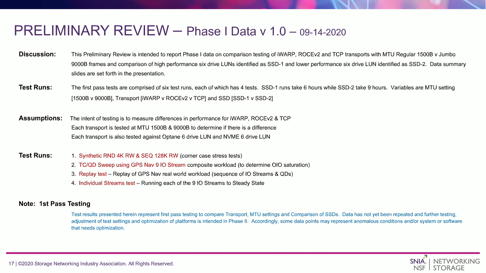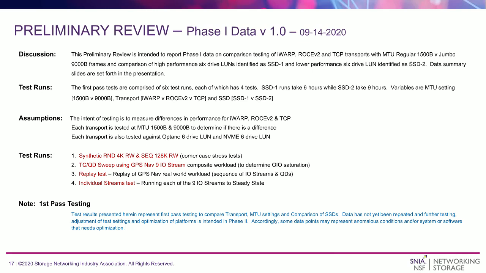and use a couple variables, one being the maximum transmission unit or the MTU regular or jumbo frame, 1500 byte or 9000 byte, and we're going to compare 2 types of storage. They are both 6-drive LUNs. One is called SSD1, and the other is called SSD2. SSD1 is a higher performance, lower capacity LUN, and SSD2 is a larger capacity, lower performance LUN.